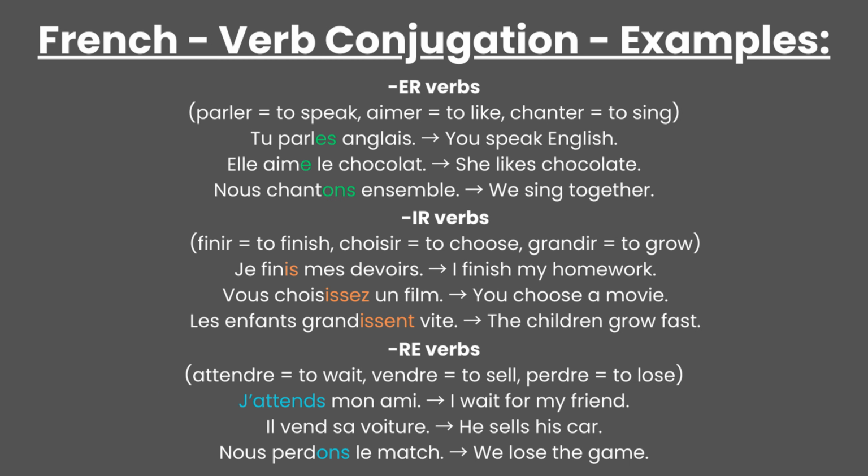Tu parles anglais. Il aime le chocolat. Nous chantons ensemble. J'ai fini mes devoirs. Vous choisissez un film. Les enfants grandissent vite. J'entends mon ami. Ils vont en voiture. Nous perdons le match. In these examples, I've used short sentences from er, ir, and re verbs, and they all stick perfectly to their conjugation patterns.